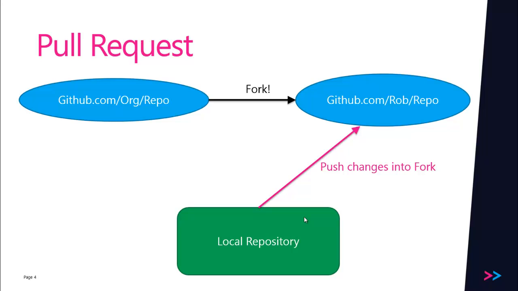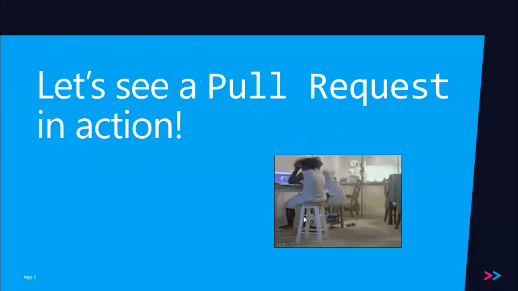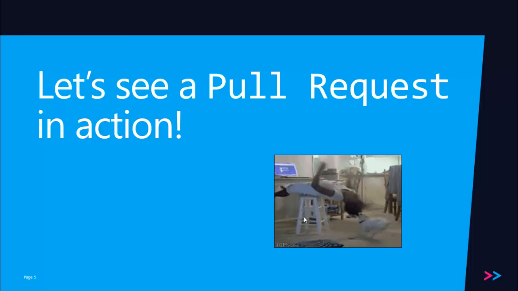You create a pull request from your fork into the main repository, and this basically tells anyone that has write access to that repository that you want to merge some changes in. So, let's see a pull request in action.